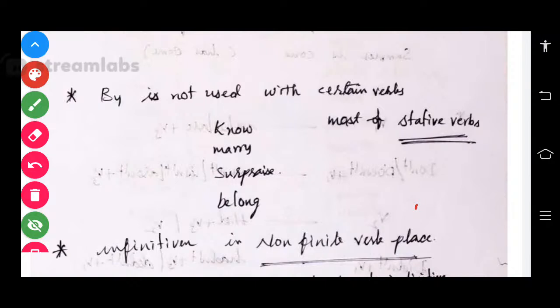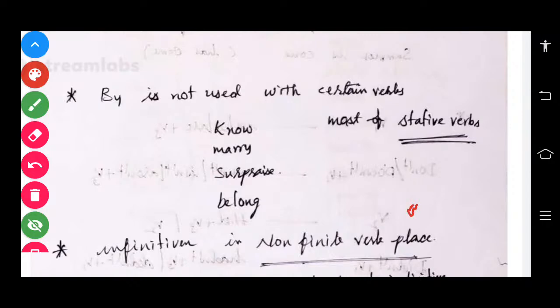An action which expresses a mental activity. Such kinds of actions we can express by using some words. Those words are nothing but stative verbs, right? Did you understand, everyone? Stative verbs, right?